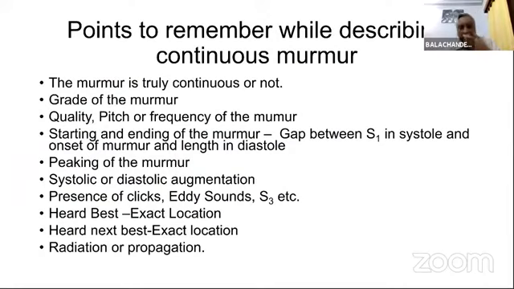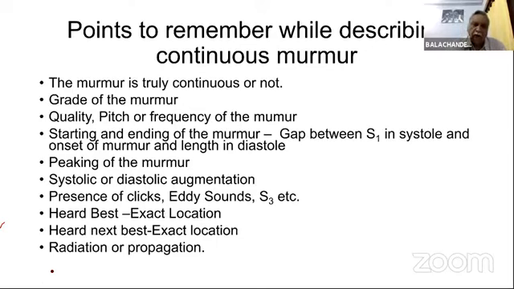Now, this is the most important slide as far as I'm concerned, because when the candidate is presenting, he should present in such a way that no questions are asked about the murmur. He should not just say continuous murmur present in the second left intercostal space, that's all, leave it. If you say that, then we are not coming to a diagnosis at all. So what are the points to remember while describing a continuous murmur?